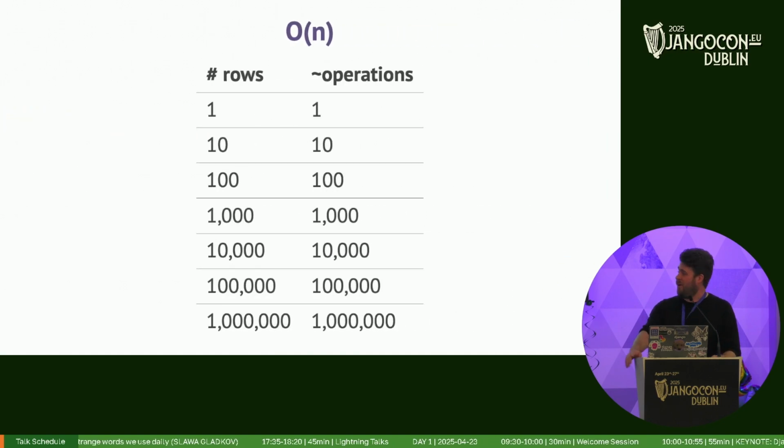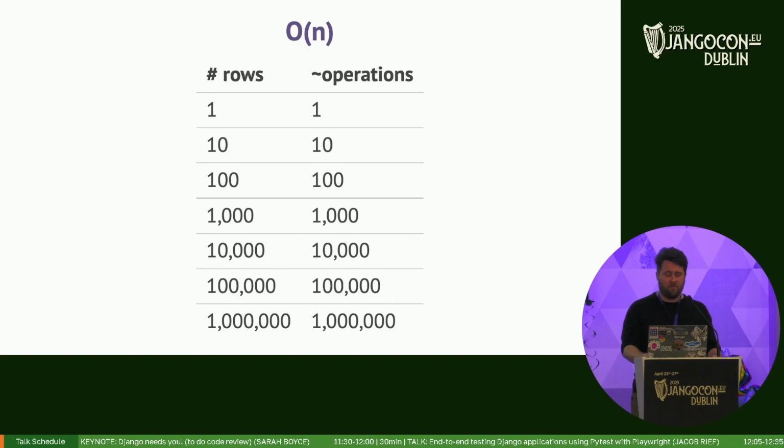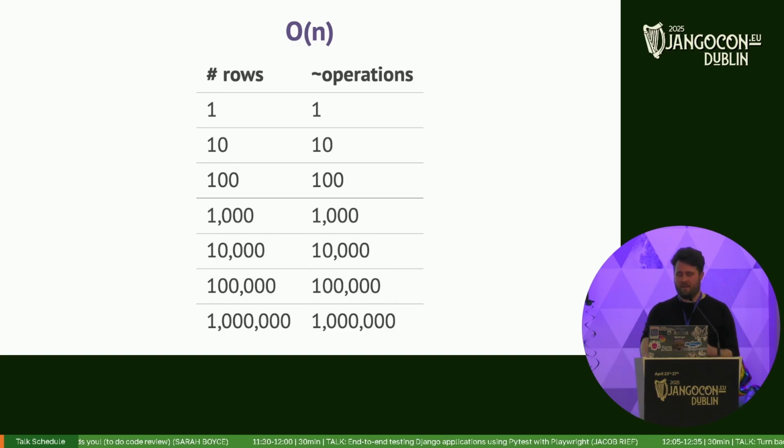Just to really drive that point home, here's a table. If you have a number of rows, and then there's the approximate number of operations, this O(N) just goes up and up and up. So a 1,000 row table is going to take 1,000 operations to check through. A 1,000,000 row table, 1,000,000 operations. We really need to improve on this if we want to have systems that work in any reasonable amount of time.